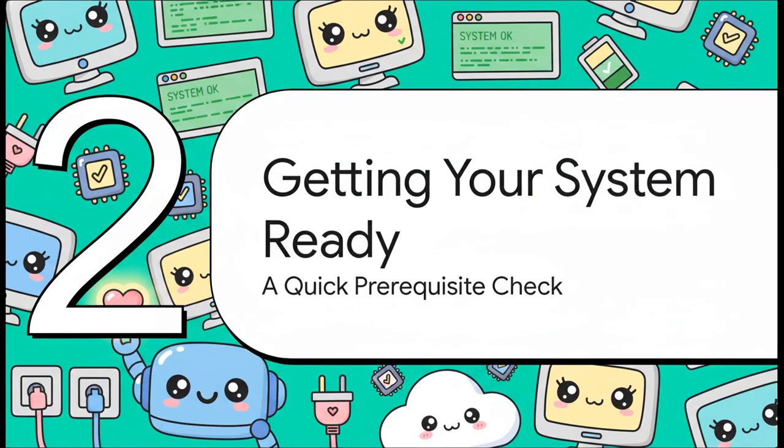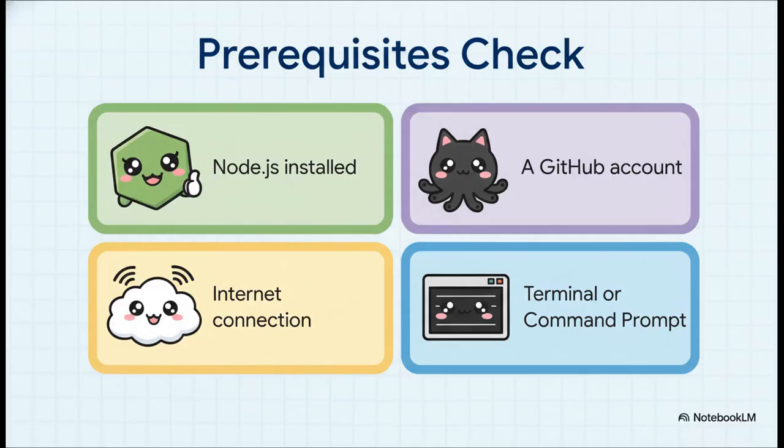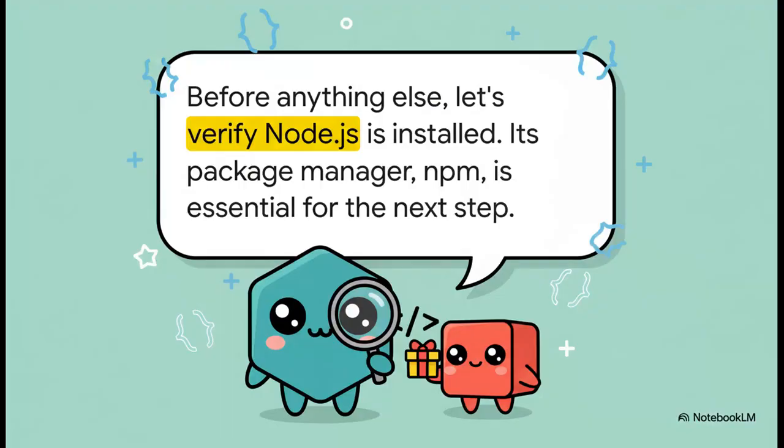Okay, before we can install it, we just need to do a quick check to make sure our system is ready. But don't worry, the entire setup is incredibly simple. There are just a few little things we need to confirm. Here's the whole list. You'll need Node.js, which we'll use for the installation itself. You'll use a GitHub account for authentication, and, well, of course, you need an internet connection and your favorite terminal. For most of you watching, you probably already have all this ready to go. The main thing we need to check for is Node.js. That's because we need its package manager, npm, to actually handle the install.